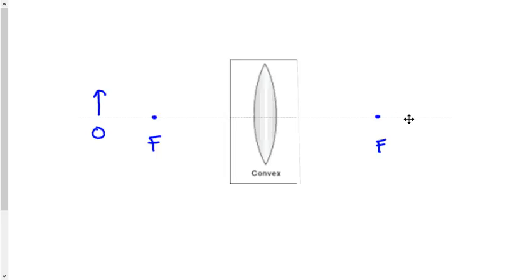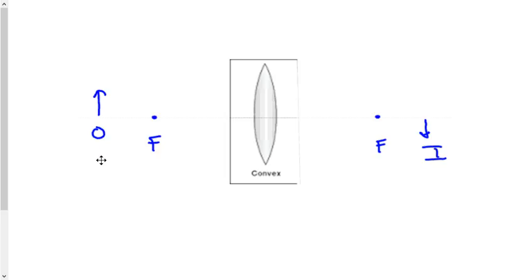And then on this side here, there will be an image formed. Let's just place it right here. We don't know where it would be. Let's just place it there. And we'll label this I. And that's going to be the distance that the image is from the lens.